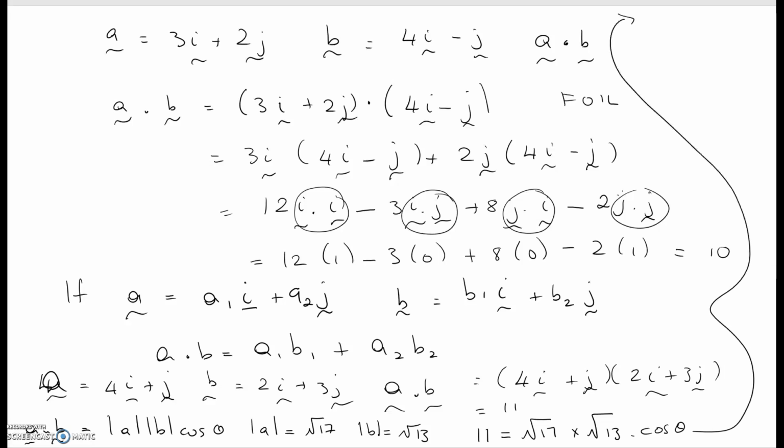And then we could figure out that cos theta by algebra is equal to 11 over square root 17 times the square root 13, which is, use your calculators for that, 0.739. Now going backwards, that allows us to work out that theta is actually just over 42 degrees.